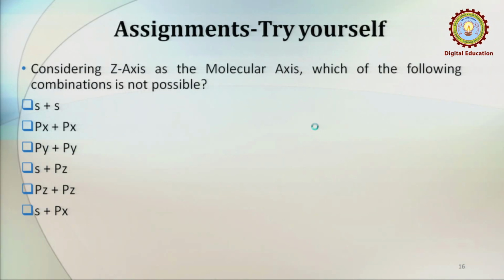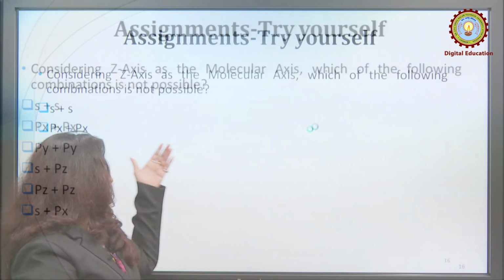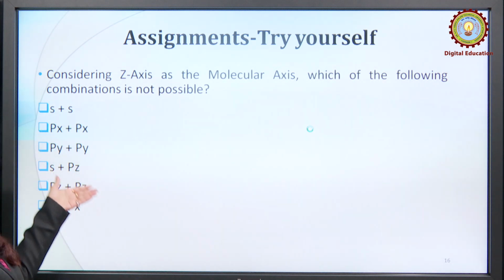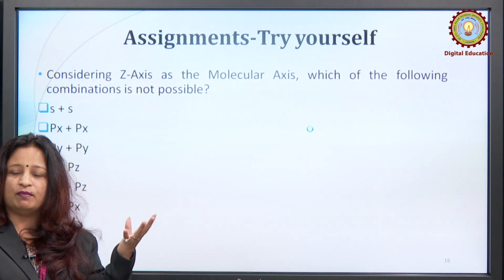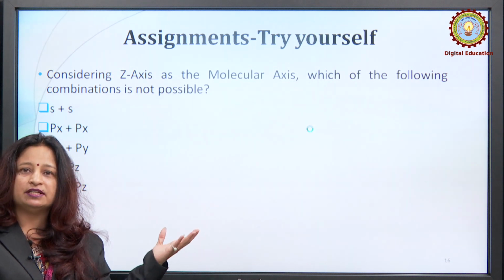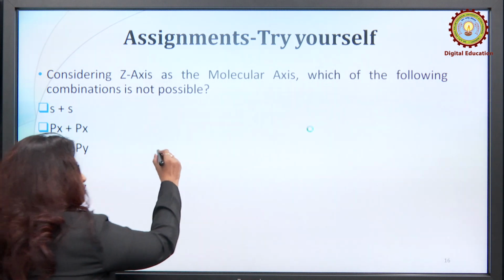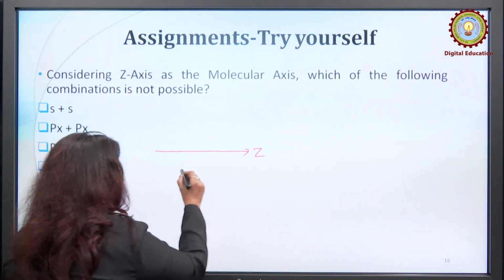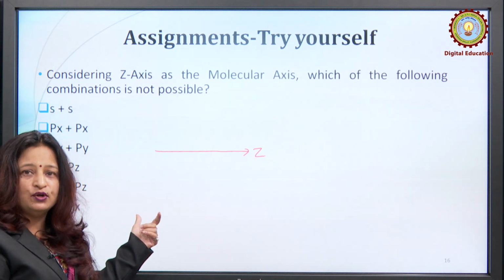So, at the end, there is only one question for today. Considering z axis as the molecular axis, which of the following combinations is not possible? Here you can see these are the options that have been given. Just give a thought in your mind, on the basis of whatever you have studied today: considering z axis as the molecular axis, which of the following combinations is not possible?